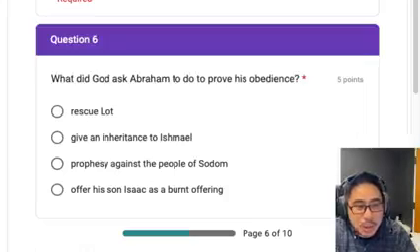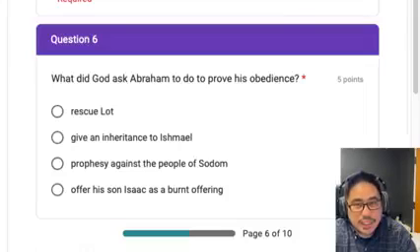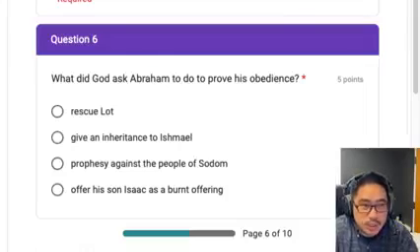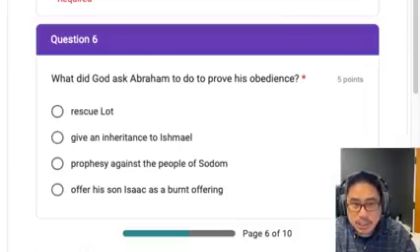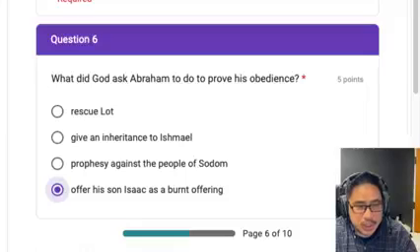Question number six. What did God ask Abraham to do to prove his obedience? Rescue Lot, give an inheritance to Ishmael, prophesy against the people of Sodom, or offer his son Isaac as a burnt offering? Finally, an easy one. Really easy, right? I don't have to give you time to answer because this was the ultimate test of faith, right? Offer his son Isaac as a burnt offering.